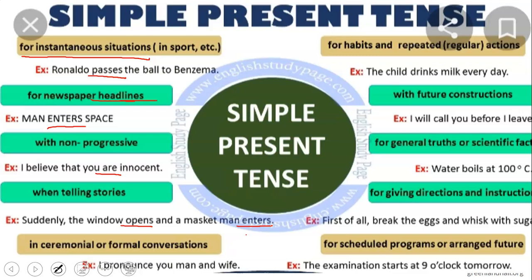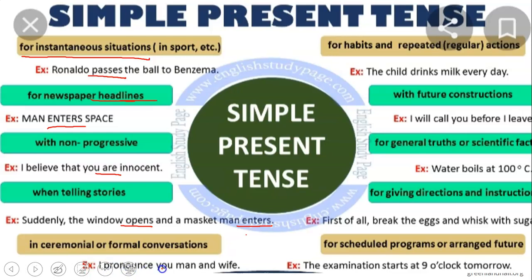Now we can use the simple present tense in ceremonial or formal conversations. For example, I pronounce you man and wife. That's an example there, in formal conversation.